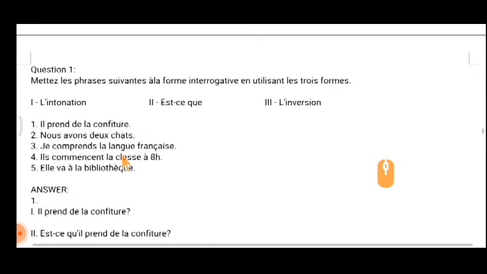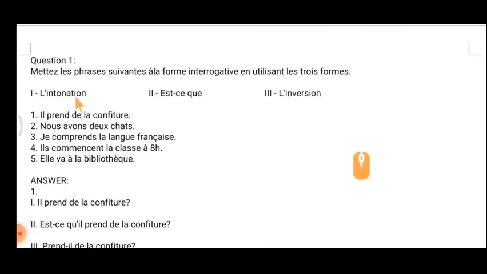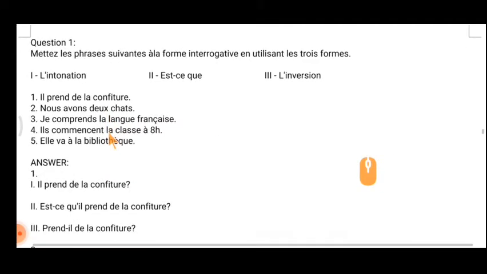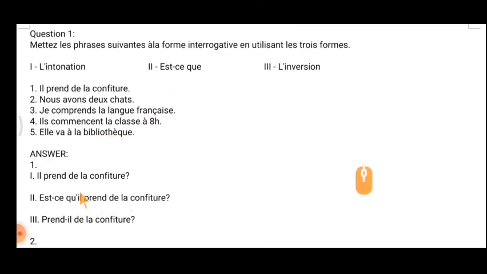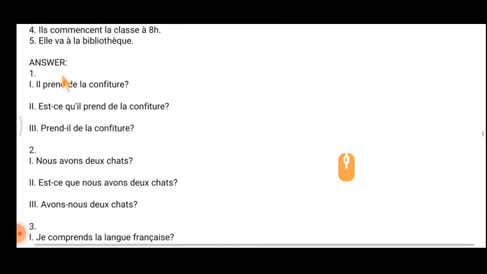And this is one important question from lesson 4. Mettez les phrases suivantes à la forme interrogative en utilisant les trois formes. So I already taught you there are 3 forms of interrogation: one is l'intonation, est-ce que, and l'inversion. So this is exercise number 1. This is a very big exercise that you have to write in type 1, type 2 and type 3. But I will make it short. I will ask this particular exercise for today's online test because it's a must to see this exercise once again.